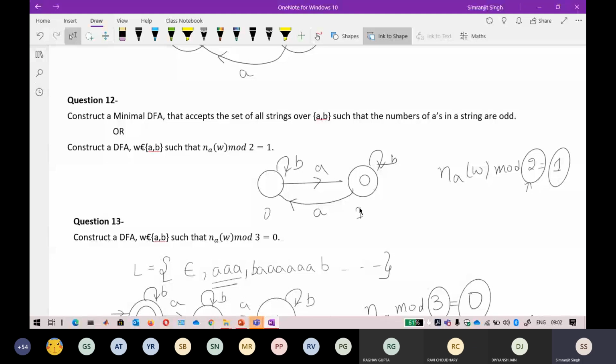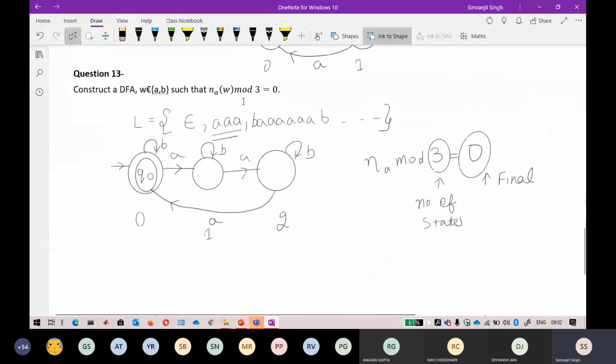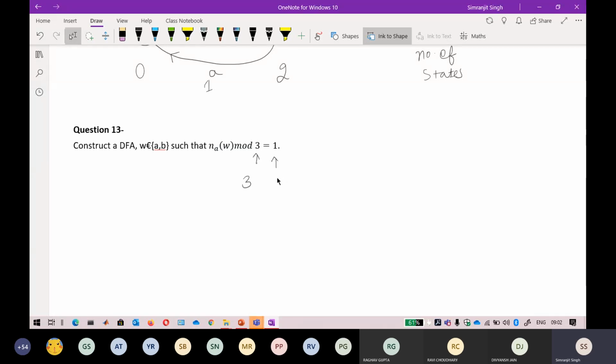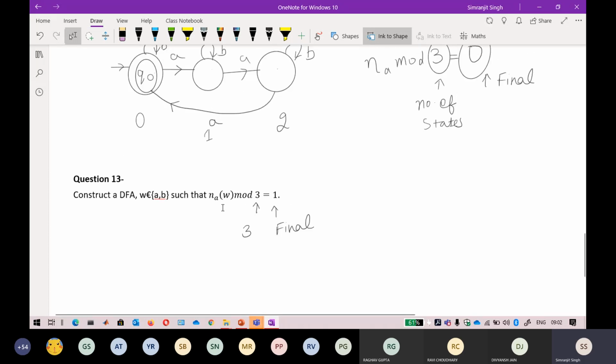In the same way, for the 14th question, if you draw it, most of the time I will ask you what is the number of states that are possible in it. You know that the number of states here will be 3, and this is a final state, the first, meaning this state is the final state in this automata.